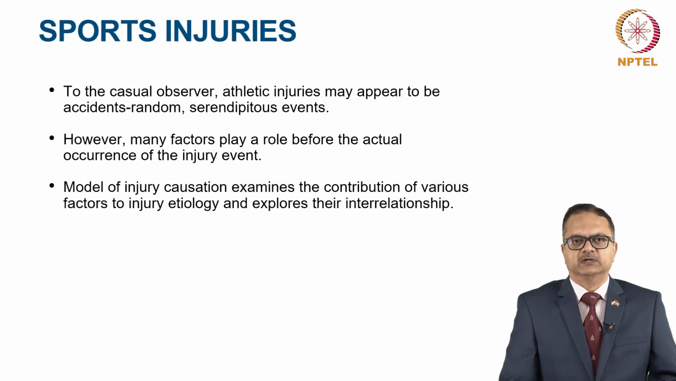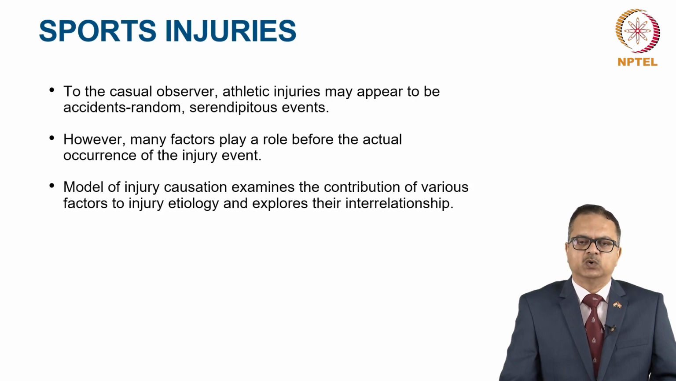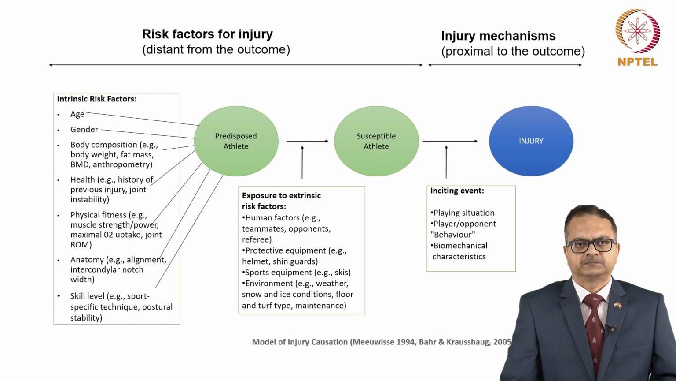To the casual observer, athletic injuries appear to be random accidents or because of serendipity. However, there are many factors which play a role before the actual injury event occurs. There is a model of injury causation which examines the correlation of various factors to injury etiology and explores their interrelationship.